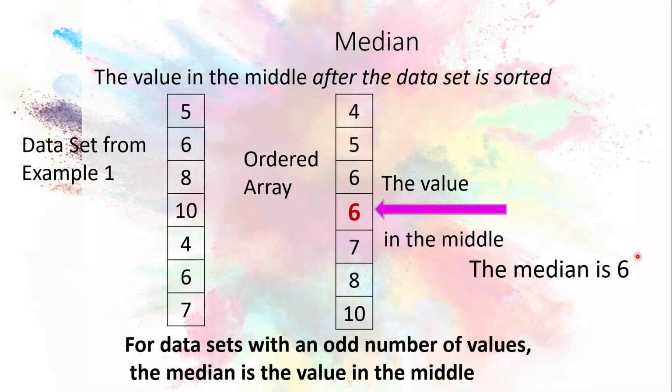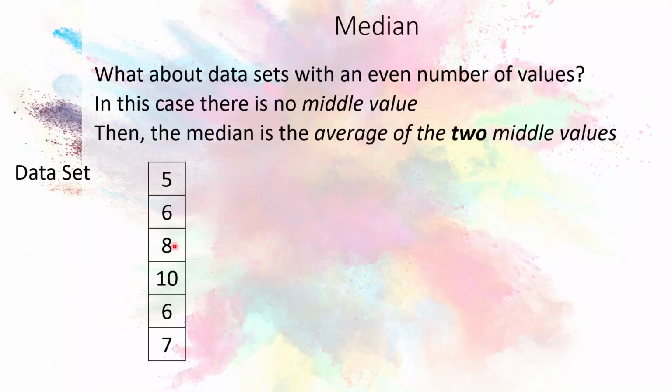Okay, so now let's suppose I get rid of the 4. Now I do not have any middle value. There is no value that I can pick where the number of values above and below it are the same. If I look at the 8, there are 2 above, 3 below. If I look at the 10, there are 2 below, 3 above.